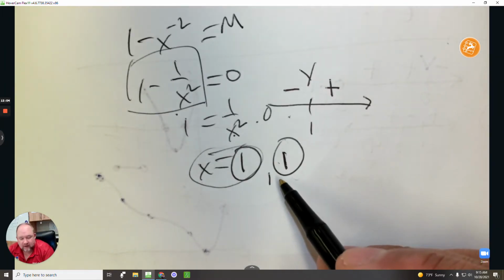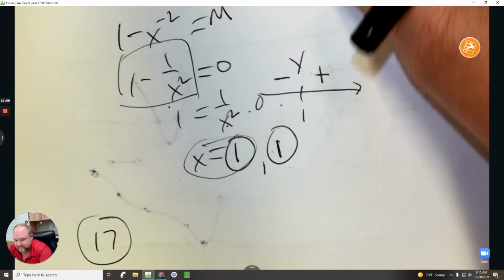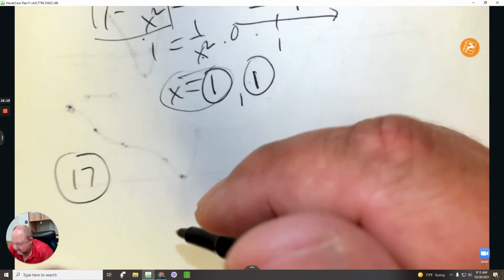Like a white frog looking at you. All right, number 17. Do you see the frog? I see things. All right.